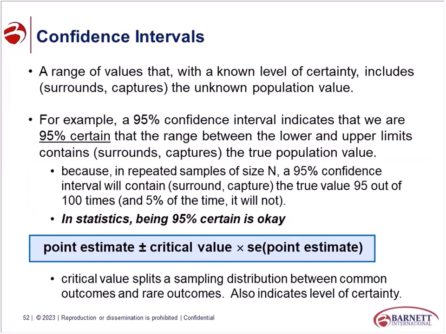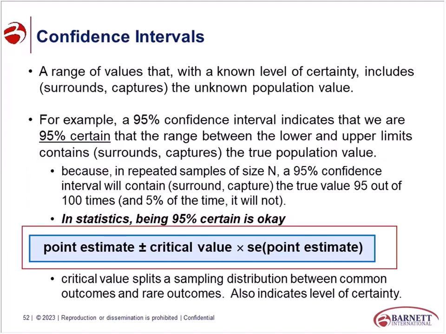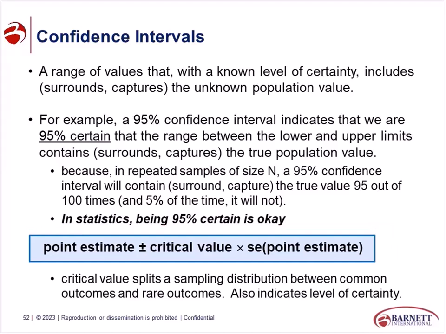Very simply, it's calculated as a point estimate plus or minus critical value times standard error. Let me break this down. Point estimate, we'll start off with the mean. That's the average. The critical value is a special number that splits the bell-shaped distribution into common and rare values, right? Remember, 95% of values are contained within plus or minus 2 standard deviations. What is that number that divides the distribution between common and rare? That's called the critical value. That sets the level of certainty.